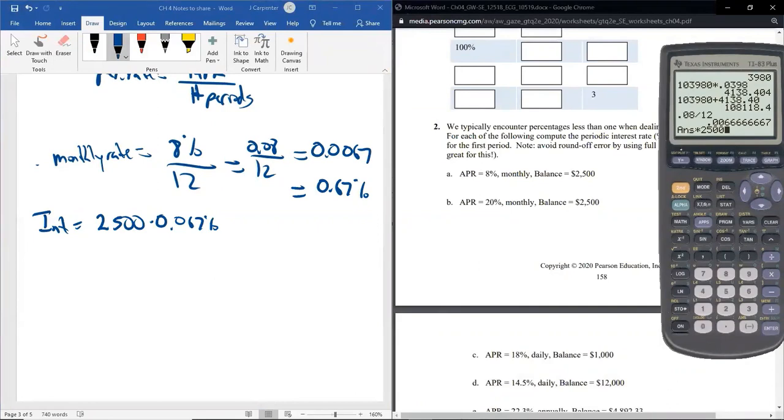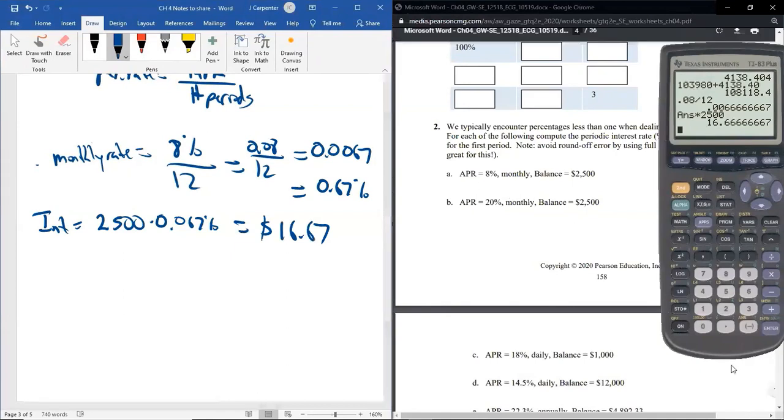I didn't type 0.0067 or 0.006667. I didn't even type 0.00666667. I had to count for a second. That is taking an infinite amount of those 6's and multiplying by 2,500. So when I hit enter, there is no round-off error there. There is no rounding until I actually say this is 67 cents.